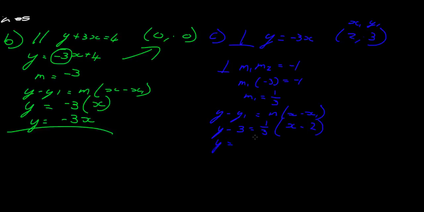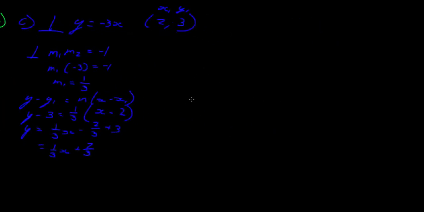So y equals 1 over 3x minus 2 over 3 plus 3. Okay, equals 1 over 3x. Minus 2 over 3 plus 3 is, and I'm lazy, so I'm just going to pop it into my calculator. As you should if you're not 100% sure, just pop it in the calculator. And that is plus 7 over 3. And there you go. So we've got the equation of line C. Let's do line D.